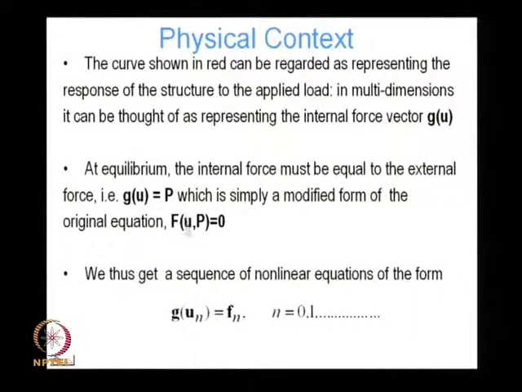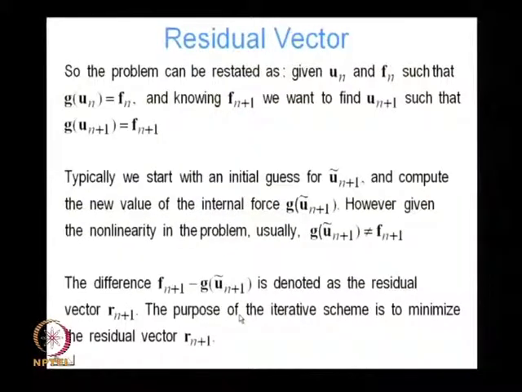And then, instead of solving this equation directly, I am going to try to solve it in an iterative fashion, and if we do, we get a sequence of nonlinear equations of the form g of un equal to fn, n equal to 0, 1 and so on for each load step. So, given un and fn such that g of un is equal to fn, which corresponds to an equilibrated state, and knowing fn plus 1, we want to find un plus 1 such that g of un plus 1 is equal to fn plus 1.